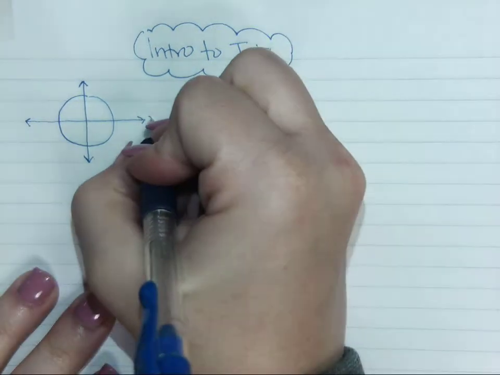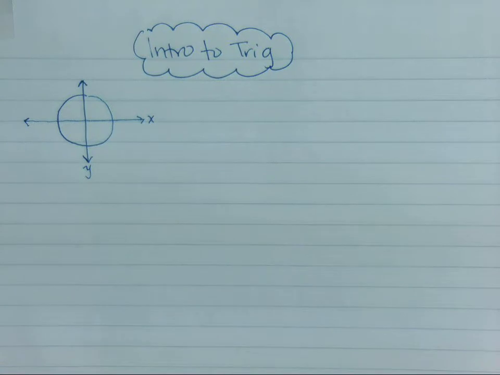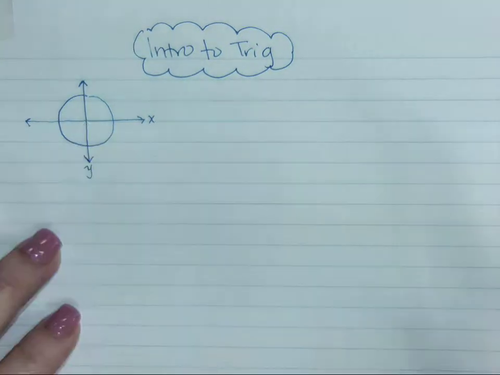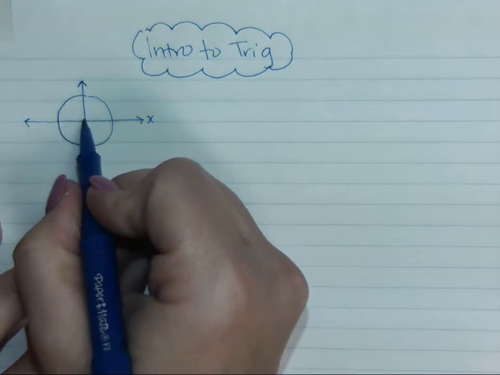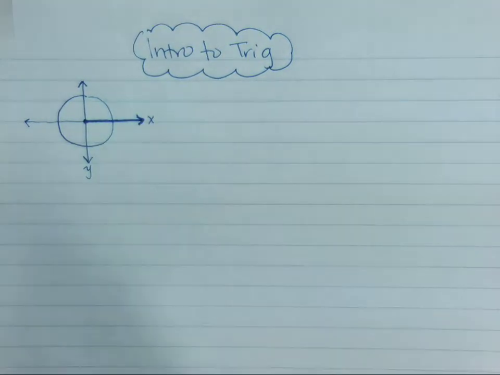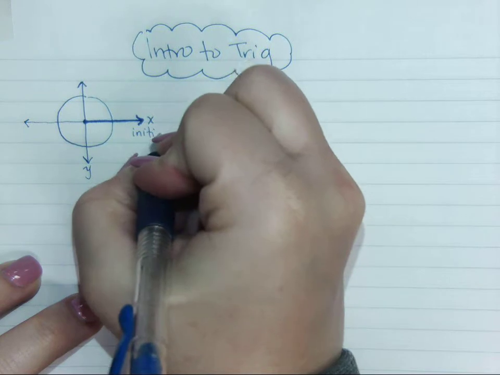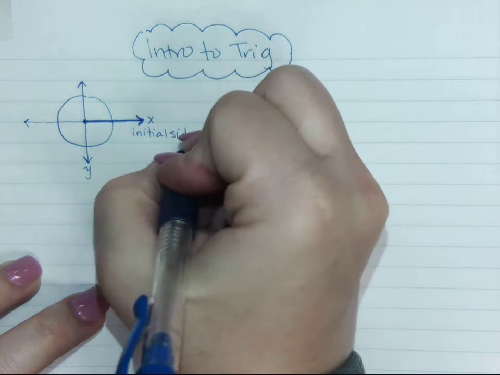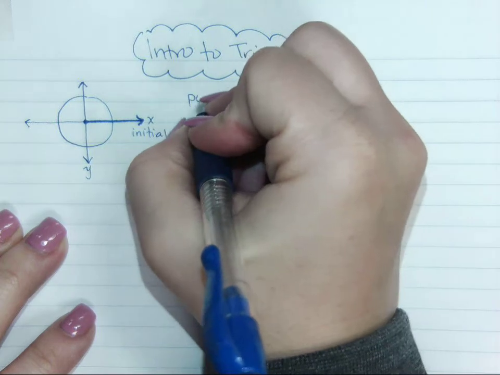So this is your x-axis, and this is your y. And all of your angles have an initial side that is the x-axis. So they always go from the center, the origin, and that is one side of the angle. So this is considered your initial side. And positive angles always move in a counterclockwise position.